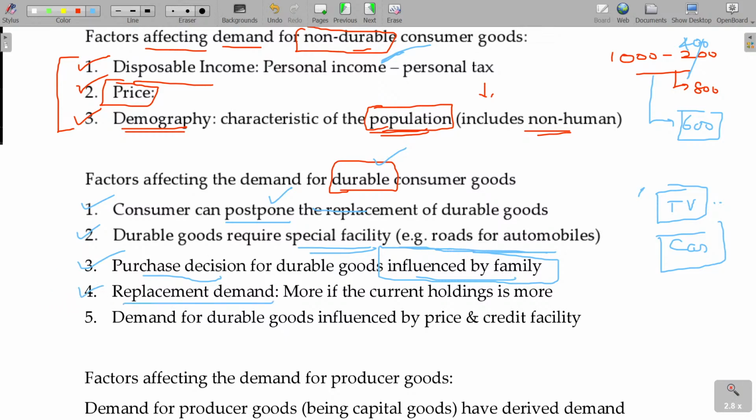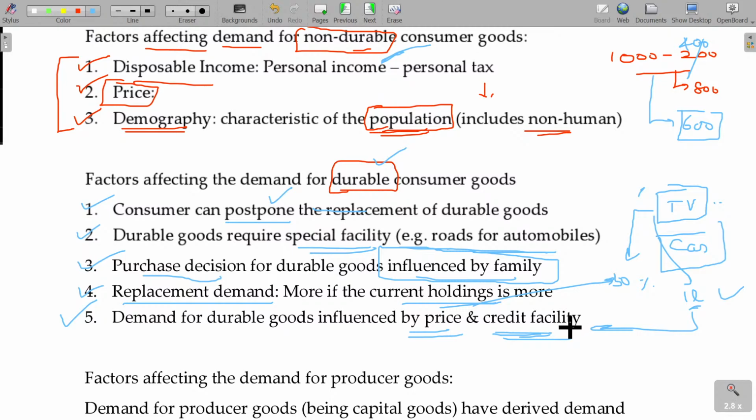Fourth, replacement demand. If the current holding is old, you will plan to replace it. It may be worn out or whatever it may be, and that may also be a reason for replacement. And demand for durable goods is influenced by price and credit facility. Sir, the price of the TV is now 50% off, sir. Okay, we'll purchase. Sir, the TV price is 1 lakh, there is no discount, but you can purchase it and pay later, sir. Then also you will purchase. That comes under credit facility. This plays a vital role here.